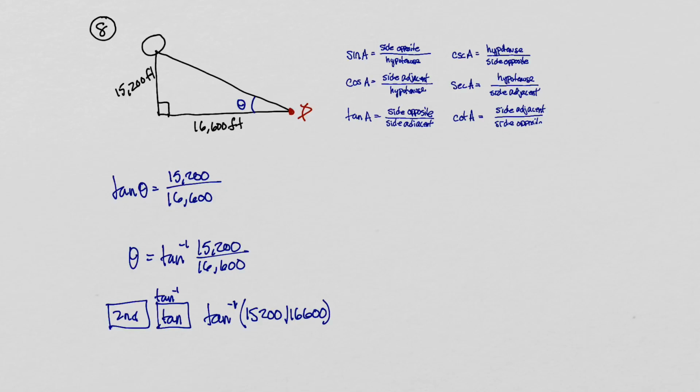And when I did that one, I got theta to be 42.47917 and so on. So I'm going to round to just one decimal place. So how about 42.5 degrees?